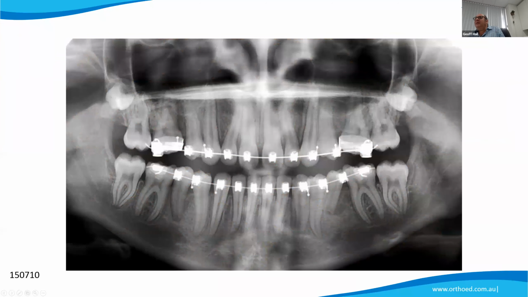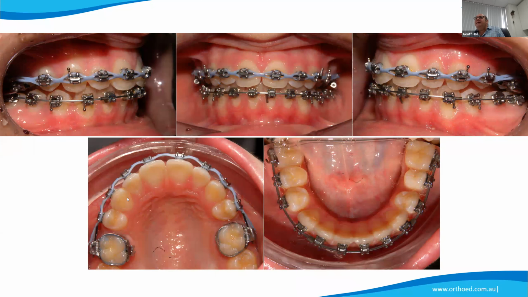So here we are. This is where we're at. Now I'm in a stainless steel wire, a 20 square in the lower. I'm just leveling the lining. I'm nearly there on the left side with it for a class 1, and nearly there on the right side with the class 1, and I've still got some spaces left over. So I can run some class 2 elastics, and I'm pretty good.